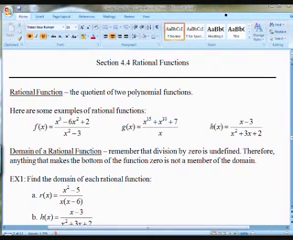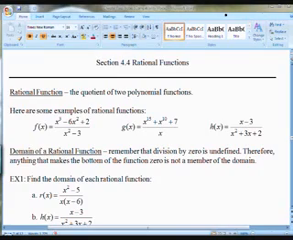Section 4.4, rational functions. Up until this point, we have been talking about polynomial functions. You remember, with polynomial functions or smooth functions, you can draw them without lifting your pencil. Not the same thing with rational functions. A rational function, similar to a rational number. Anytime you see the word rational, I want you thinking fraction.